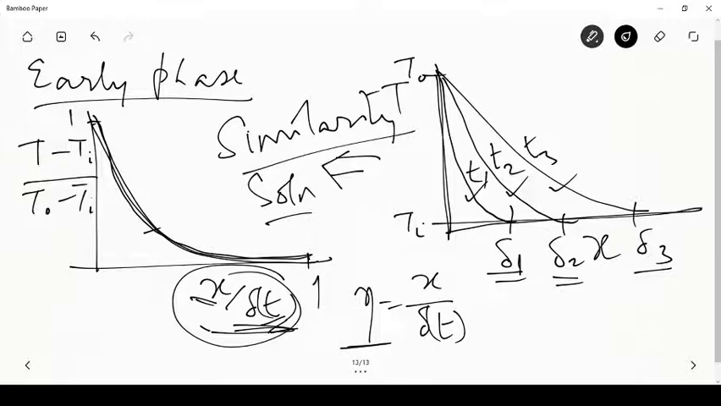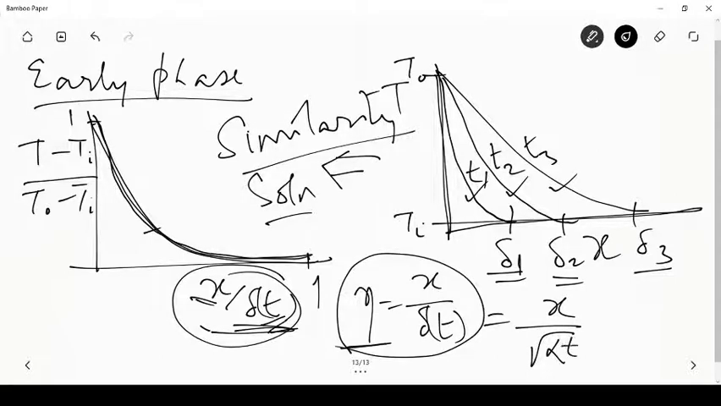We will not get into the mathematical details of solving this, but we will just appreciate that x divided by delta of t is going to be of the kind x divided by square root of alpha t, because that is what we found delta of t to be proportional to. So you would have this function of (T minus Ti) by (T0 minus Ti) as a function of x by square root of alpha t in the final solution.